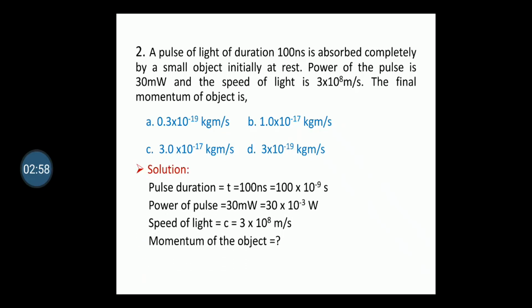First, let us write down the given things. Pulse duration is given 100 nanoseconds. Power of the pulse is given 30 milliwatt. Speed of the light is given 3 into 10 raised to 8 meters per second. We need to find out the momentum of the object. Let us understand the problem clearly first.